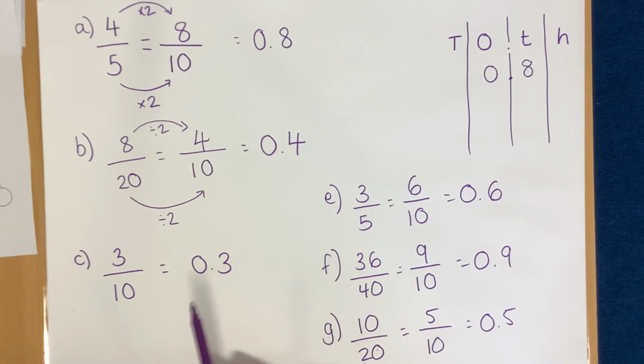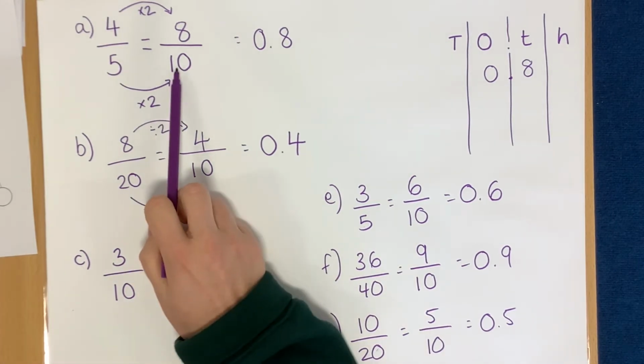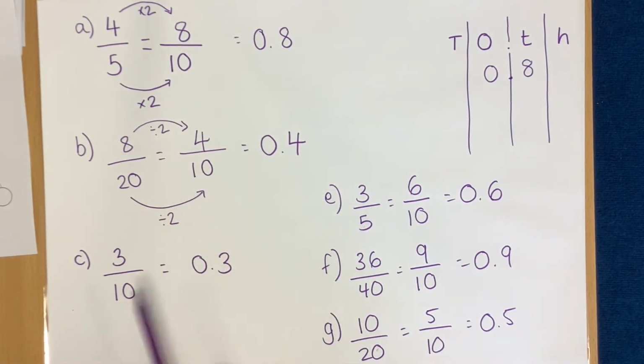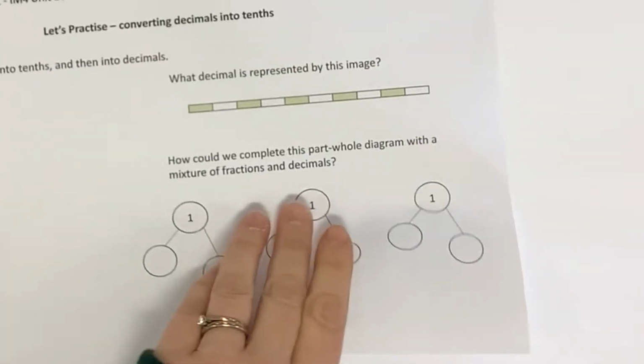Okay, so just check then when you're trying to turn fractions into decimals. It's always going to be much easier if your denominator is 10 or 100, but we're going to come to that in a little while. Okay, let's go back and look at something else we might need to do.